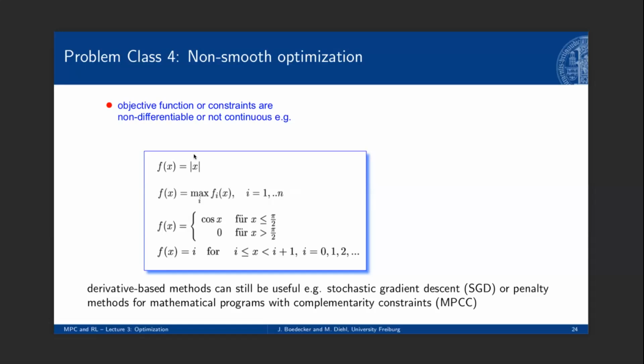And there are some dedicated non-smooth solvers, but they are typically very slow, like bundle methods and so on. But you can actually use derivative-based and usually smoothness-requiring methods and just apply them to non-smooth problems. With some tricks, you can very often get surprisingly good solutions. Stochastic gradient descent is one. Also penalty methods for mathematical programs with complementarity constraints is something I find extremely powerful and surprisingly good at finding good local minima of non-smooth functions.